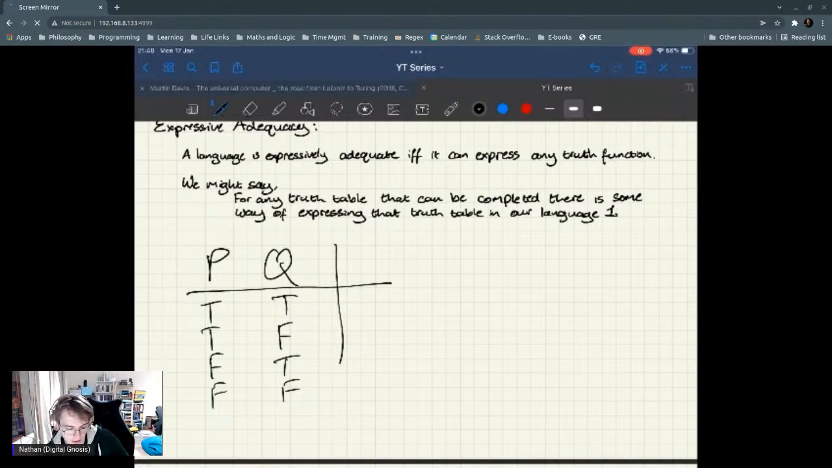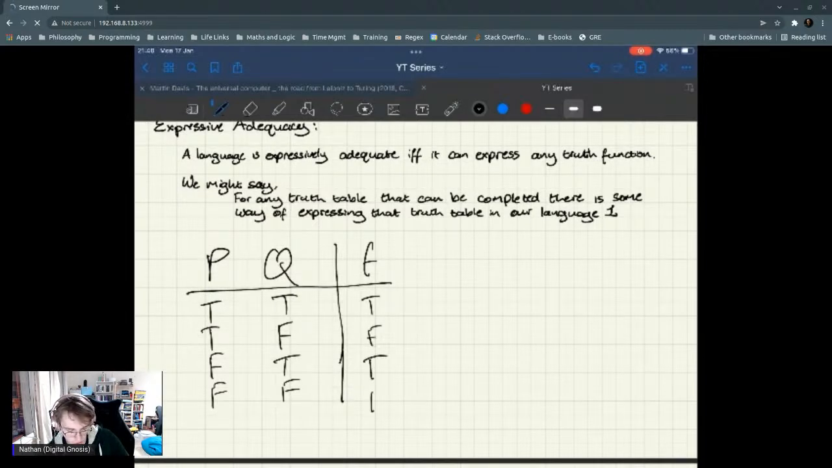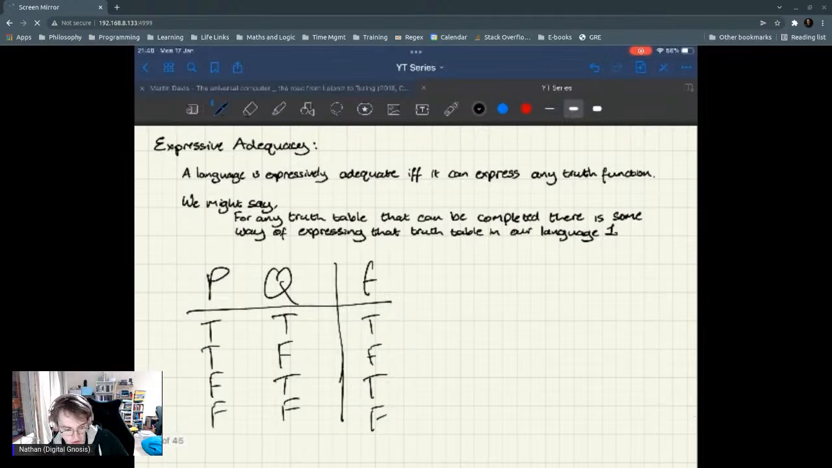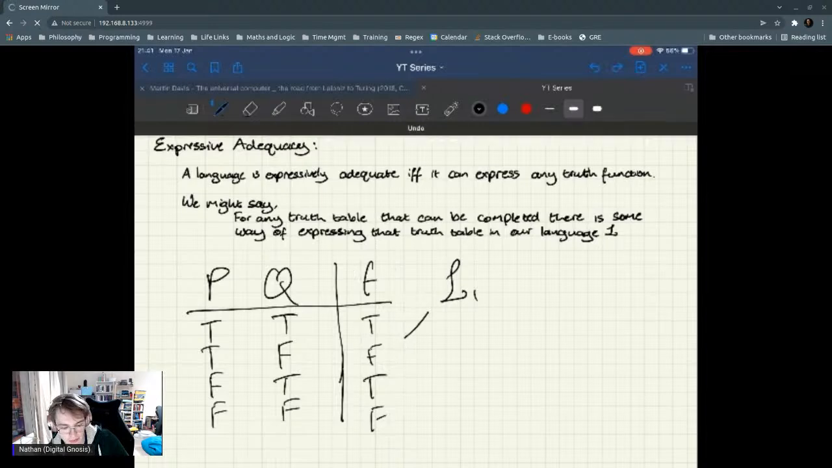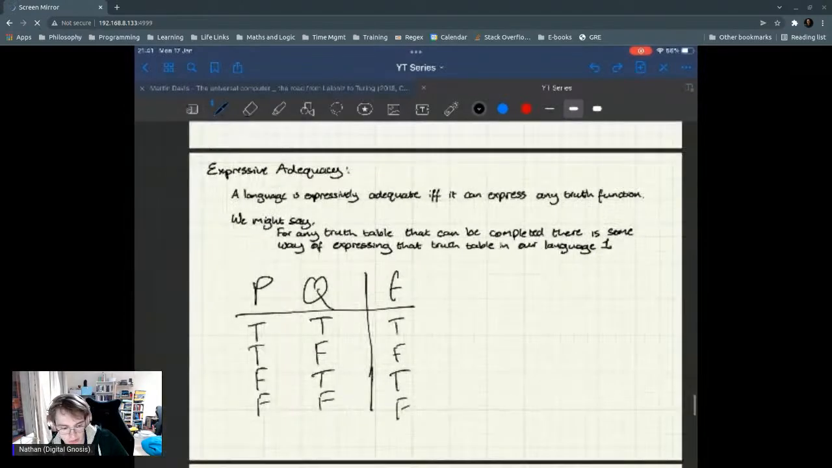And basically any combination that's going to appear in that last column for our function. So it can be true, false, true, false. Well, if this and all other things that might appear in that last column can be expressed in our language, then we have an expressively adequate language. But if our language can't express this, if there are truth functions that there are truth tables for which we can't express in our language, then we don't have an expressively adequate language. It means that our language doesn't capture all the possible truth functions, and that's just what it's supposed to do.